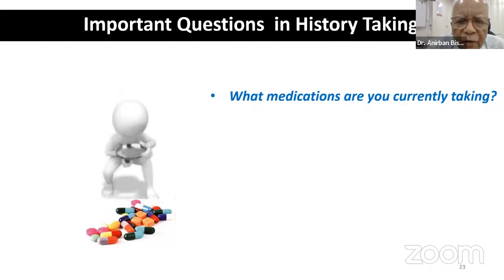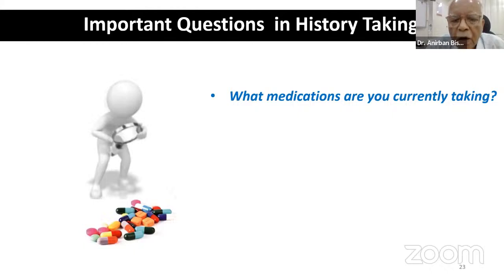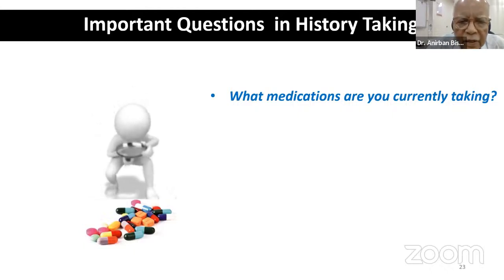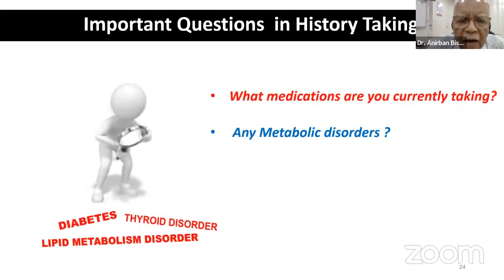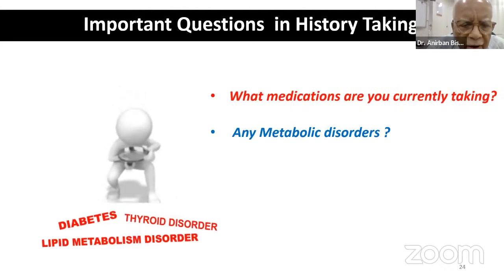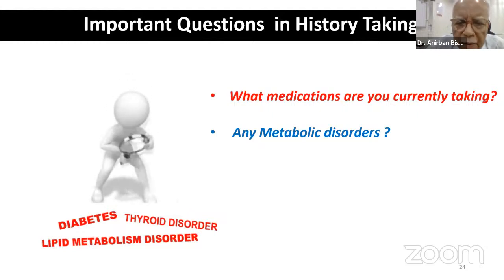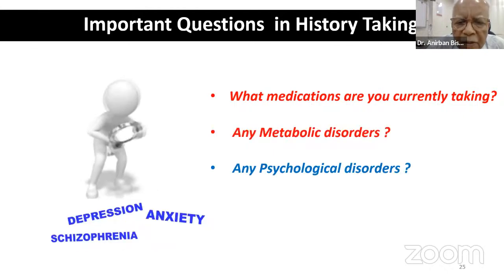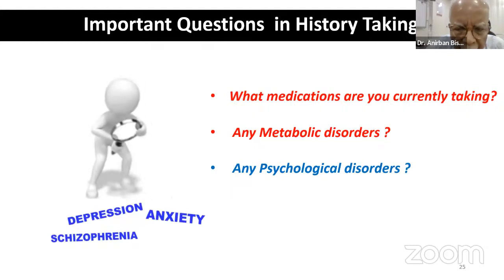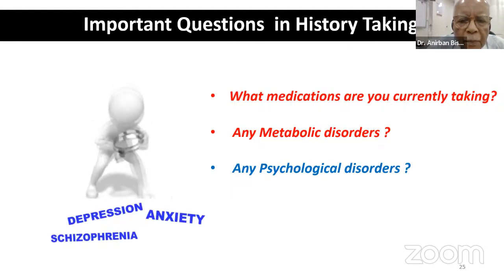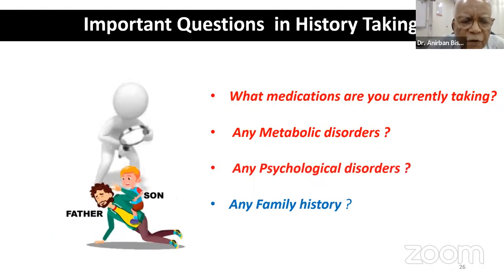You also have to ask the patient as a physician, what medicines are you currently taking? Many medicines cause vertigo and dizziness, which is the commonest side effect of most medicines. Then you ask, are there any metabolic disorders like diabetes, thyroid disorders, lipid metabolism disorder? These can also cause disorders in balance. So ask the patient if there is any psychological disorder, depression, anxiety, schizophrenia. These patients can present with vertigo very commonly. Panic attacks is one of the commonest manifestations, and any family history.